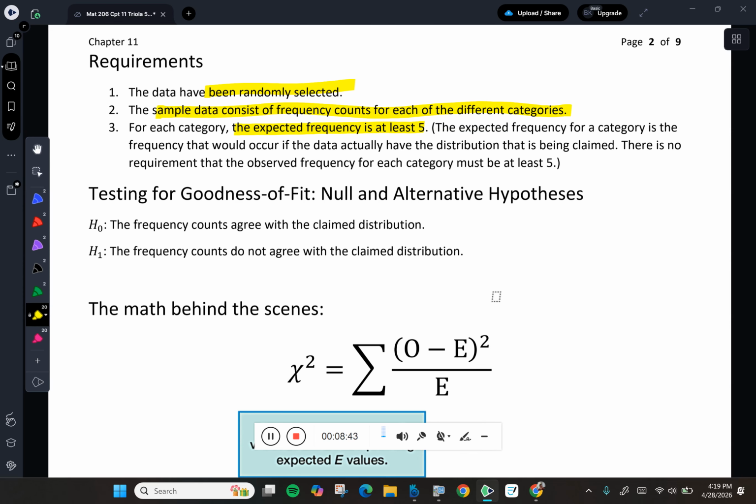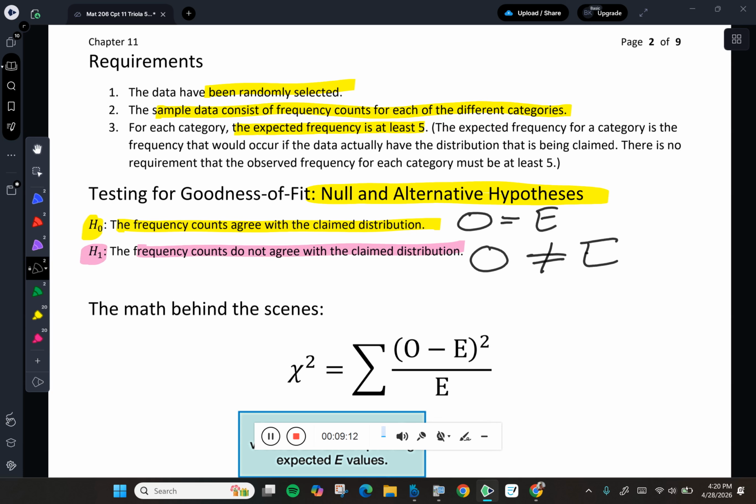When we talk about the null and the alternative hypotheses, the null is always going to be that the frequency counts, the observed frequencies, match the expected frequencies, that the O matches the E. The alternate hypothesis is that they don't, or more simply, O does not equal E. So the hypotheses never change for this. It's always O equals E and O doesn't equal E.